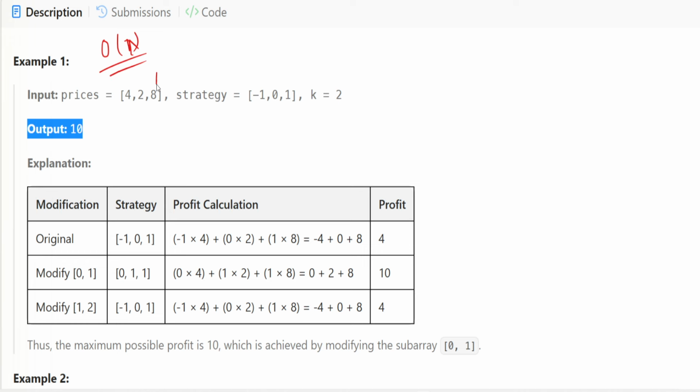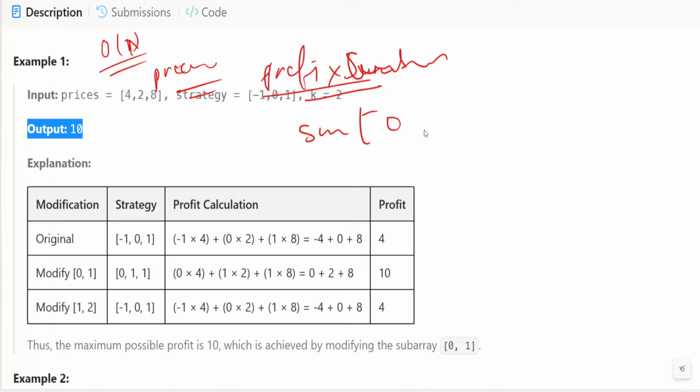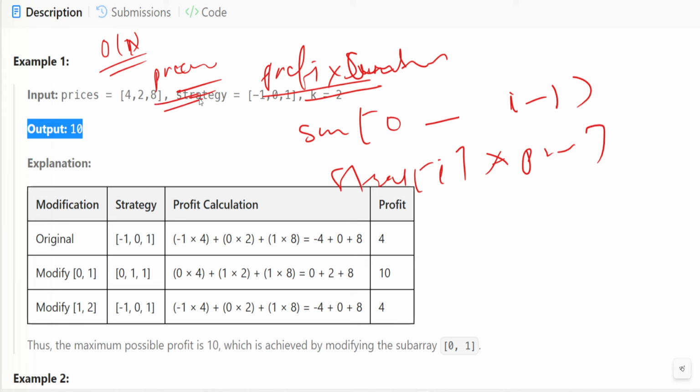So what we will do, we'll pre-compute some values. What we will pre-compute, we will have our prefix sum of contributions, right? Let's take contributions. We'll do the sum from 0 to i minus 1. And we know that we have to find the strategy at i, and then we have to multiply with the prices. So we'll find the prefix prices also. You will find the prefix contribution, and the prefix prices. You know how to find the prefix prices, the sum from 0 to i minus 1, going over all the prices at i, right?